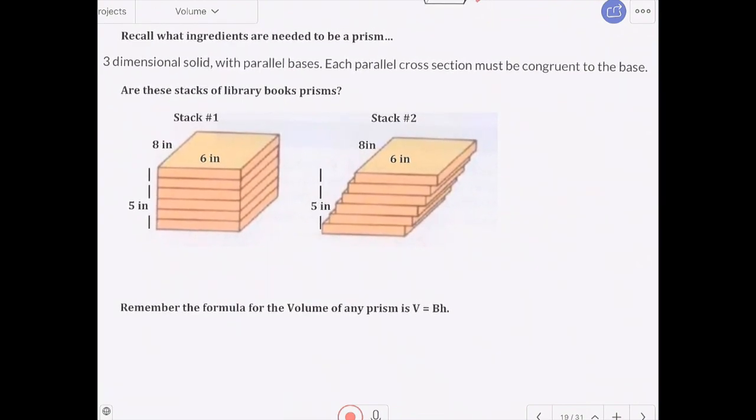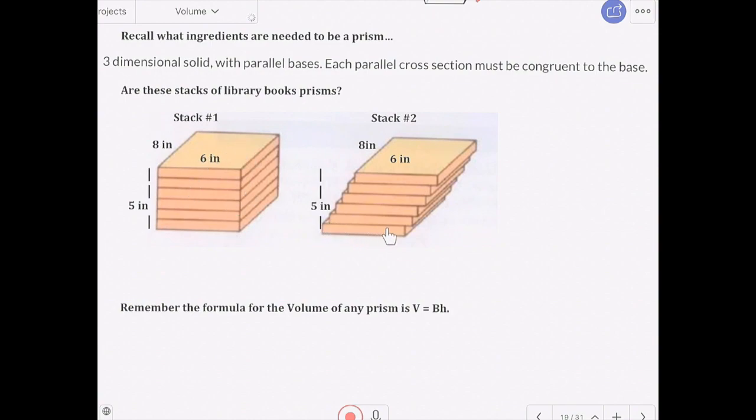All right, do they have parallel bases? Looks to be parallel, a stack of books. This one has a stack of books where the top and the bottom are parallel to each other. This is going horizontally, the bottom's going horizontally. We've got a bunch of horizontal surfaces there. Each cross section, each book is exactly the same. So this would definitely be an example of a prism.